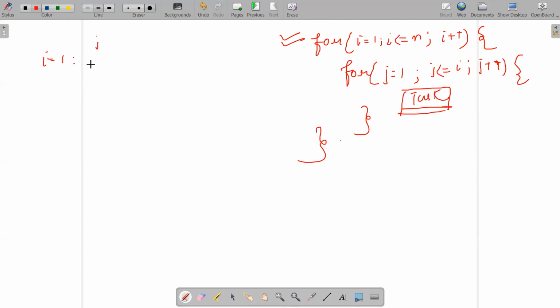Once. For only J equal to 1, the inner loop will be running, right? Okay, next. For I equal to 2, how many times will J be running? 1 and 2. For J equal to 1 and J equal to 2, for these two values, your inner loop runs.